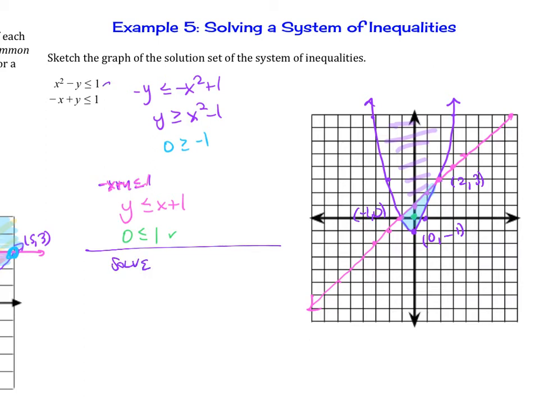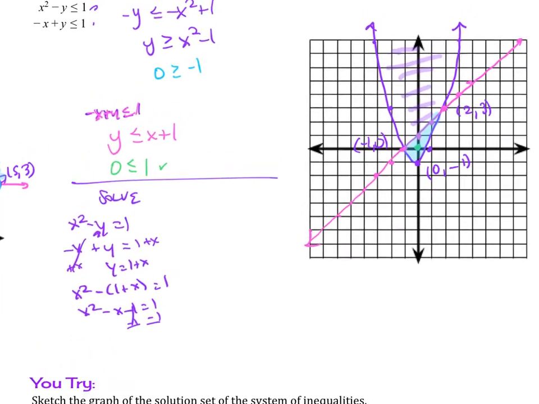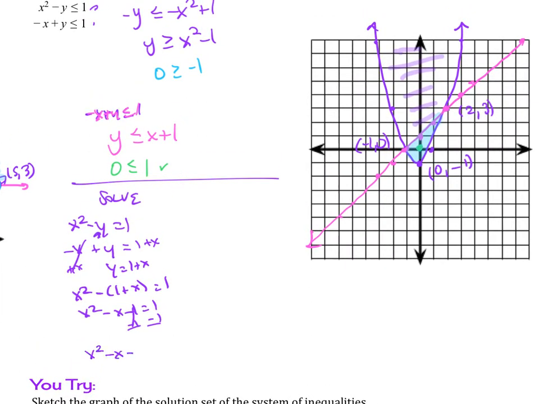So let's solve this one. So x squared minus y less than or equal to 1. So just set it equal to 1. And then negative x plus y is less than or equal to 1, or equal to 1. So I'm going to substitute for y. So let's add x to both sides. So y equals 1 plus x. So x squared minus (1 plus x) equals 1, or x squared minus x minus 1 equals 1. Subtract 1 from both sides. So this ends up being x squared minus x minus 2 equals 0. So then we factor: x minus 2, x plus 1 equals 0.